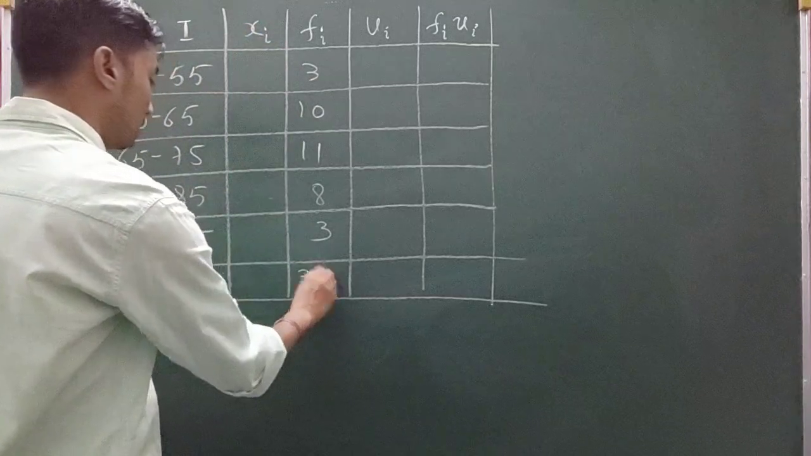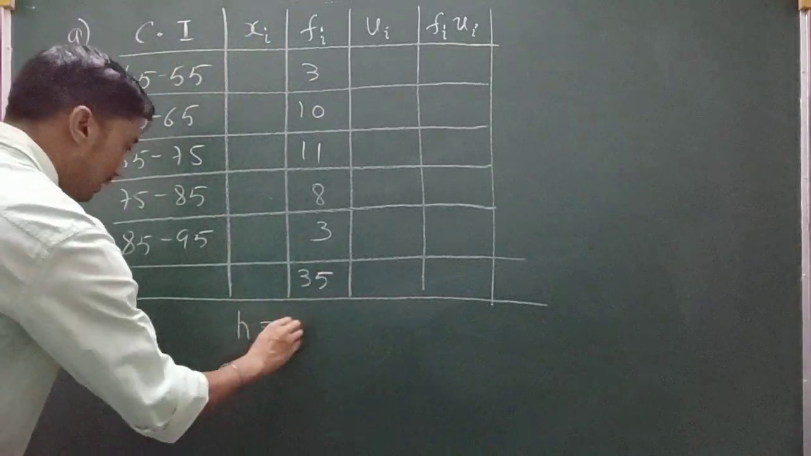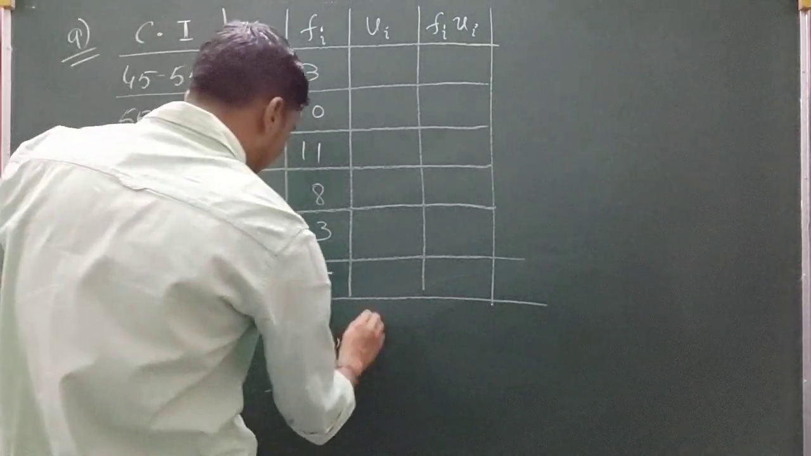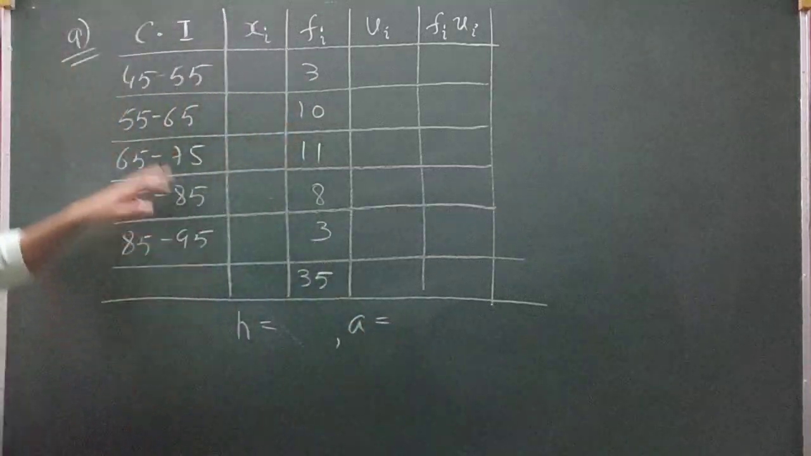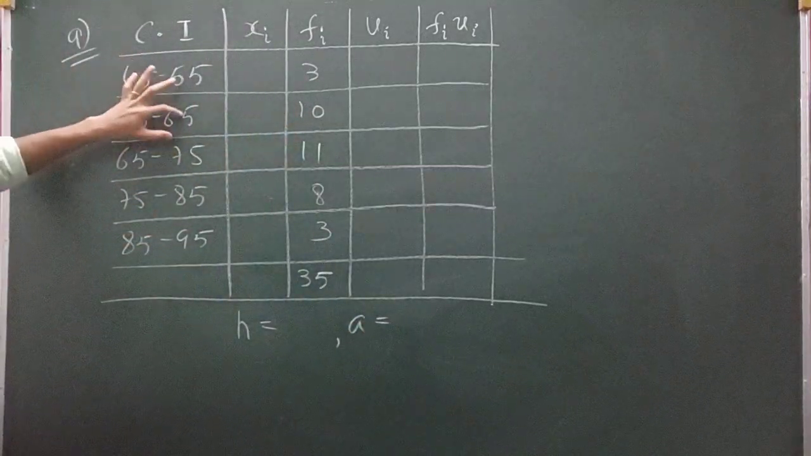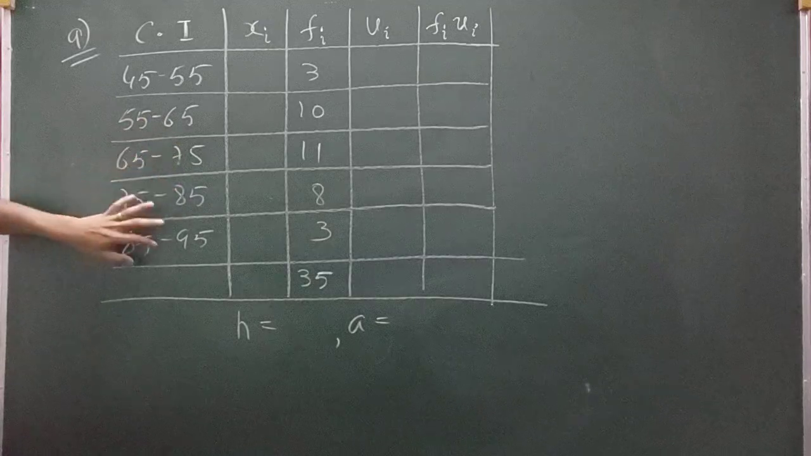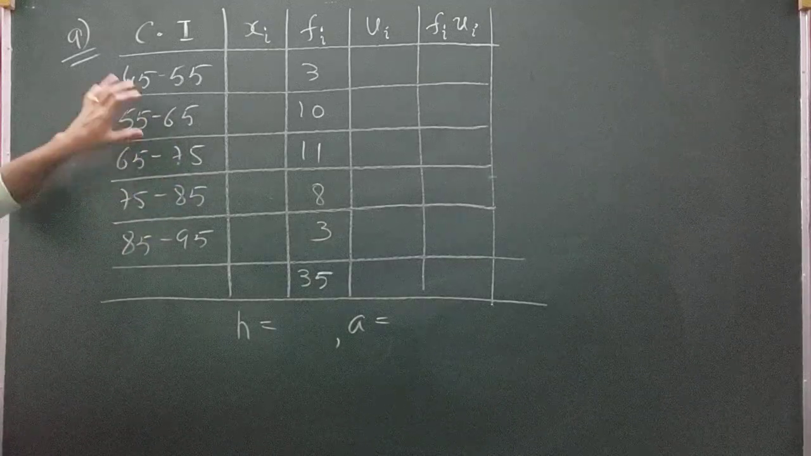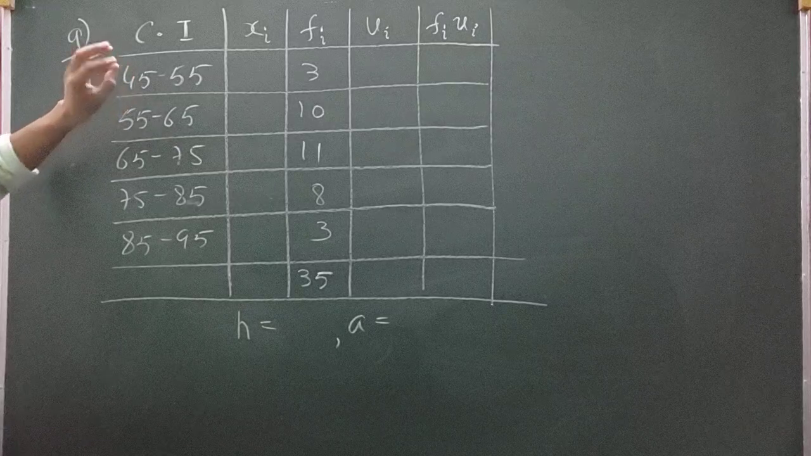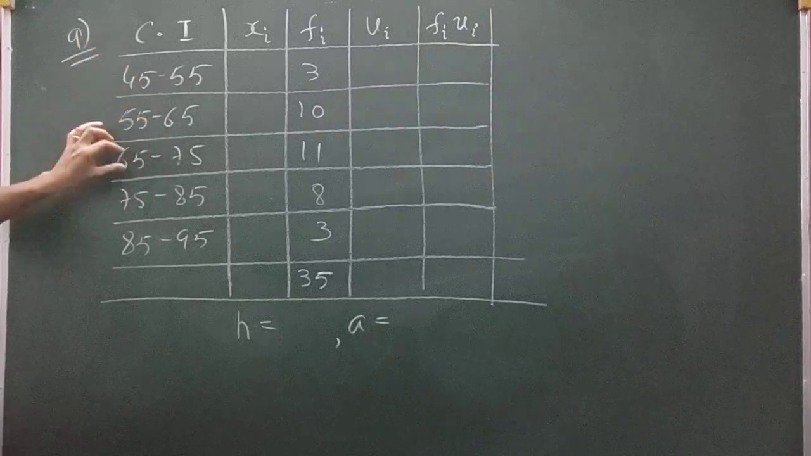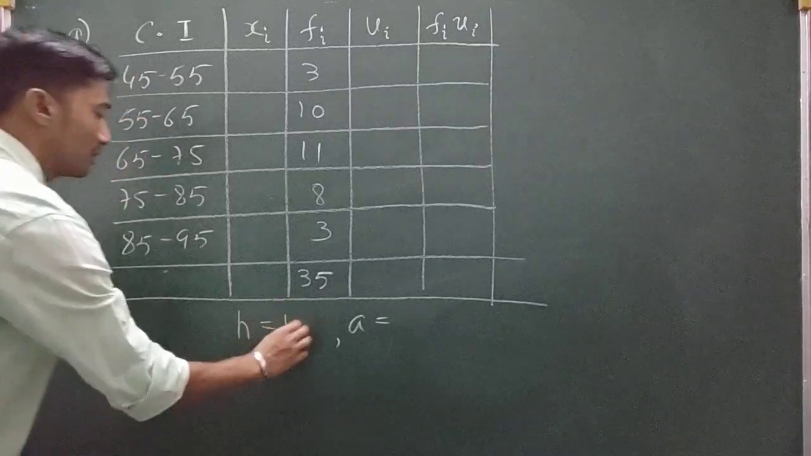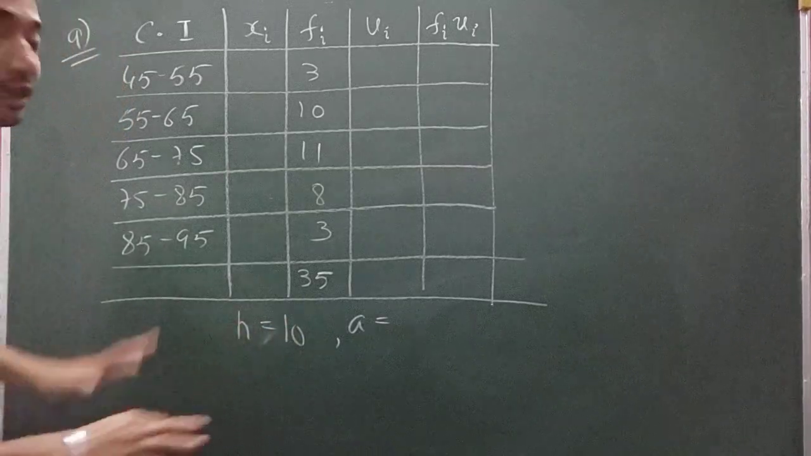Yeah, definitely 35. What is the class mark here? Alright, time to check. Two things we have to check. Is it continuous? Definitely, 55, 55, 65, 65, 75, 75, 85, 85. So it's exclusive. Is the class width uniform? 45, 55, 55, 65, 65, 75, 85. Yeah, class width is also uniform. No problem then. Then we can proceed.